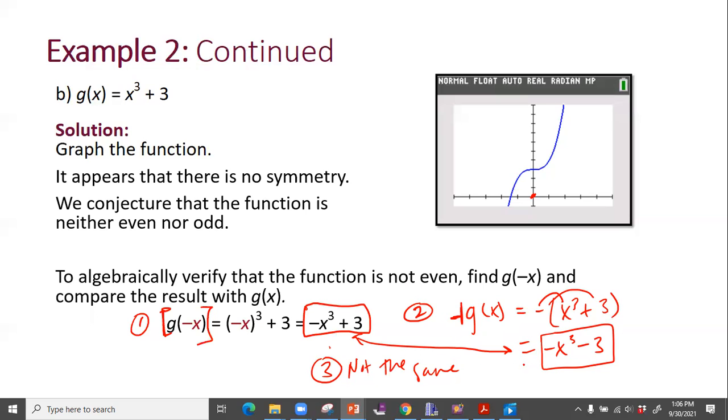Then you compare part 1 and part 2. Are they equal? Are they the same? No, they're not the same. So my conjecture that it was odd was wrong. The graph also proved to me that it was not odd. So this would be algebraic. If these were the same, it would go through the origin.